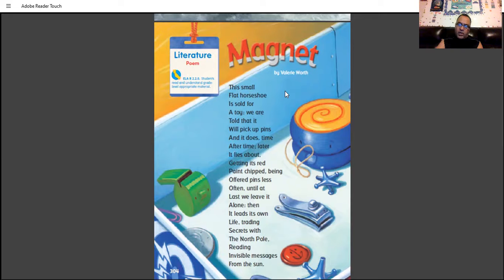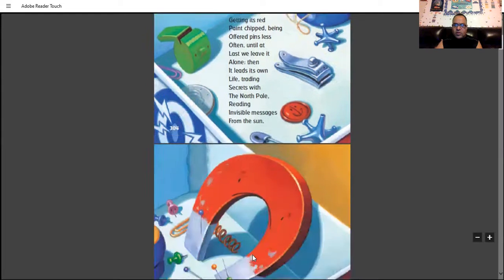From reading a poem like Magnet by Valerie Worth, you can read and understand grade level material. This is a second grade poem. This small, flat horseshoe is sold for a toy. We are told that it will pick up pins, and it does, time after time. Later it lies about, getting its red paint chipped, being offered pins less often, until at last we leave it alone. Then it leads its own life, trading secrets with the North Pole, reading invisible messages from the sun.